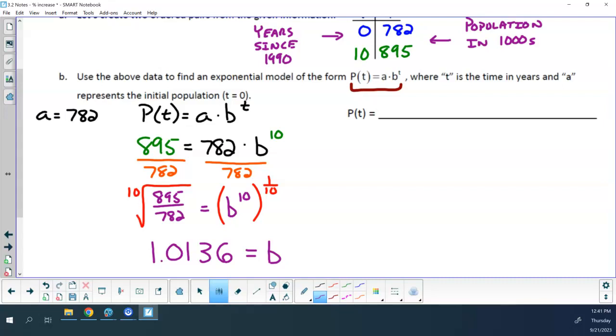Should be a 3.6. Then you rounded somewhere earlier than me. I don't round ever until the very end. Never round. Yep. Okay. So my equation here would be 782 times 1.0136 to the t power for my function. So it's increasing by 1.36% per year. Yep, exactly.